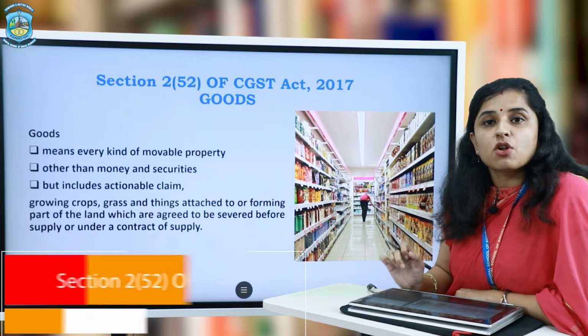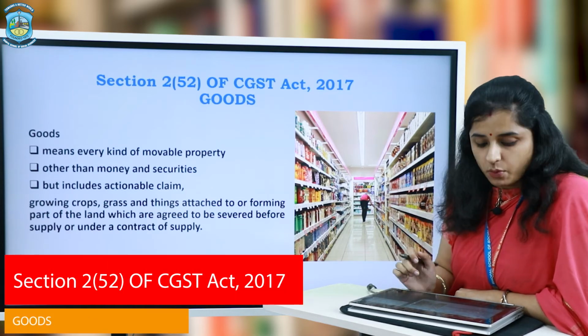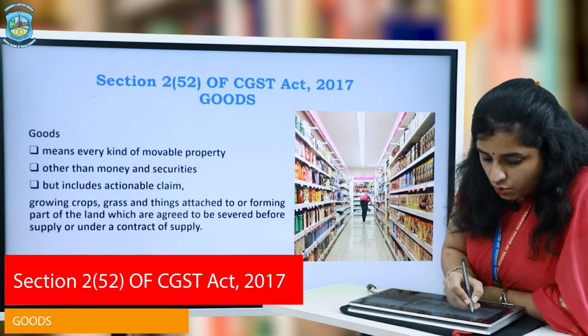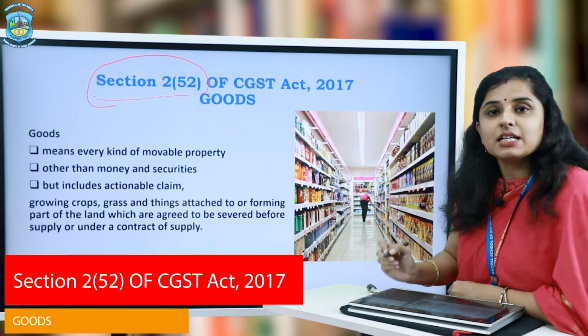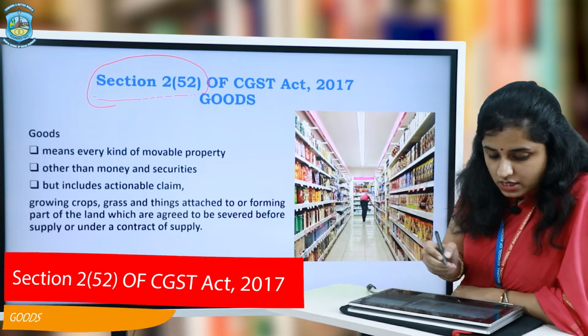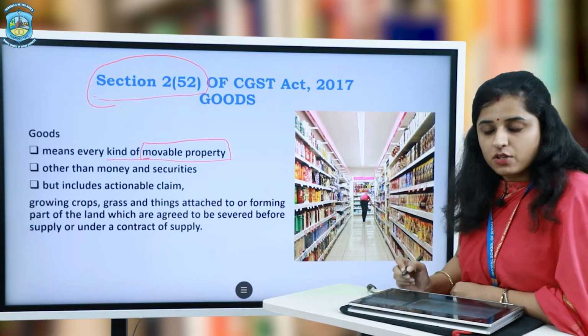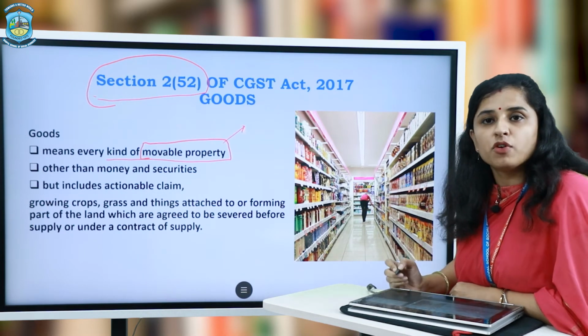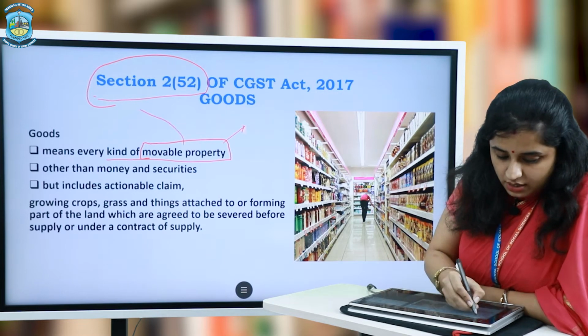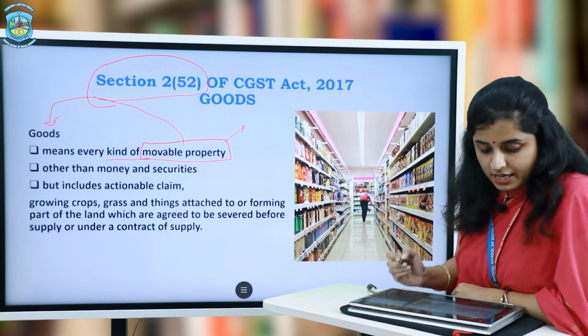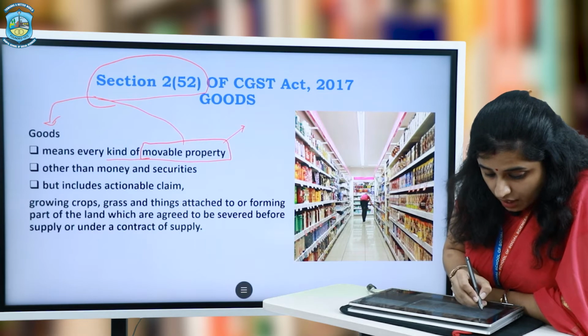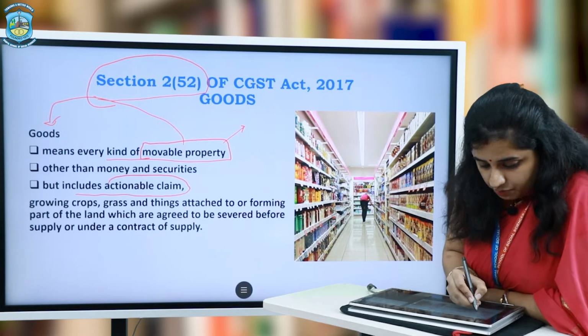Next is the definition of goods under the CGST Act, which is given in section 2 subsection 52 of the CGST Act. Goods simply means every kind of movable property. So anything which is moving is a movable property, and that is included in the definition of goods. Secondly, it also includes actionable claims.